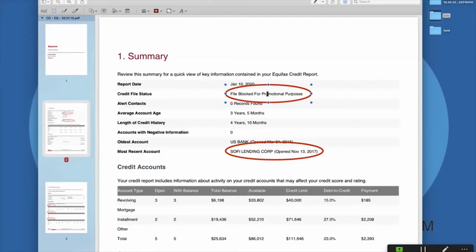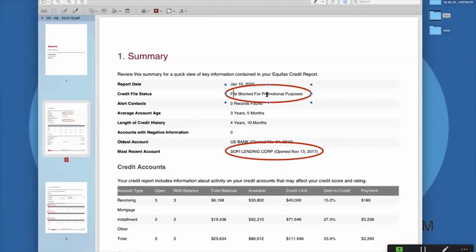So, credit file status, file block for promotional purposes. Make sure that you do not have a freeze there, or you're going to ultimately need to unfreeze it for changing things on your profile and create more opportunity.